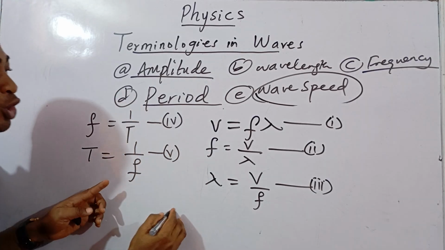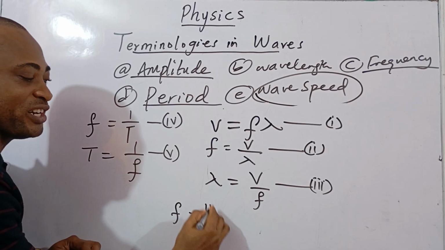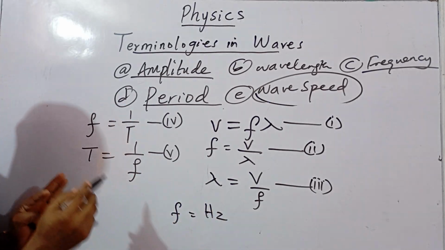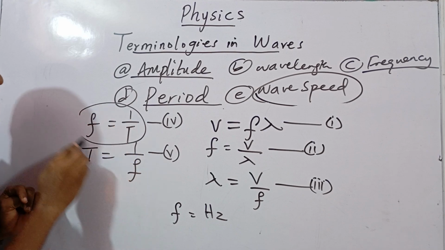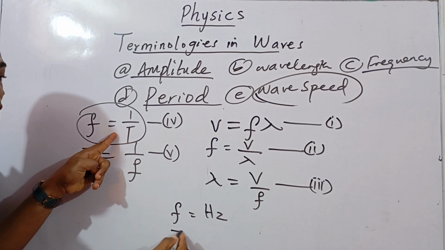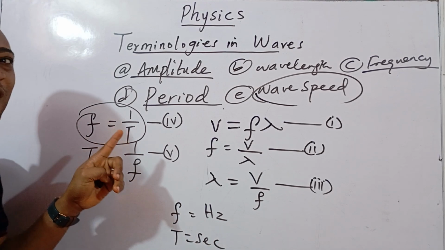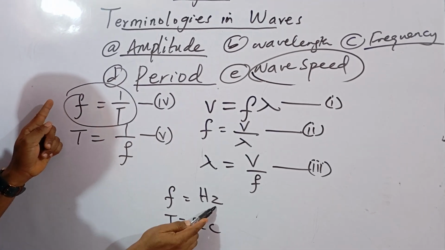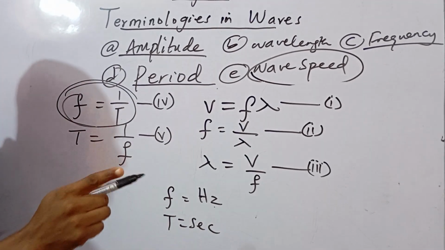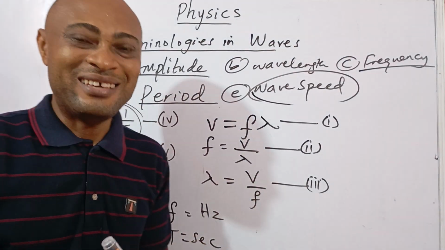Now look at this. I told you that frequency is measured in what? Hertz. But there is a new unit. You can actually calculate frequency in terms of period. And what is the unit of period? Seconds. So tell me, what do you think will be the unit of frequency, if not hertz, in terms of period? I want your answer in the comment section.